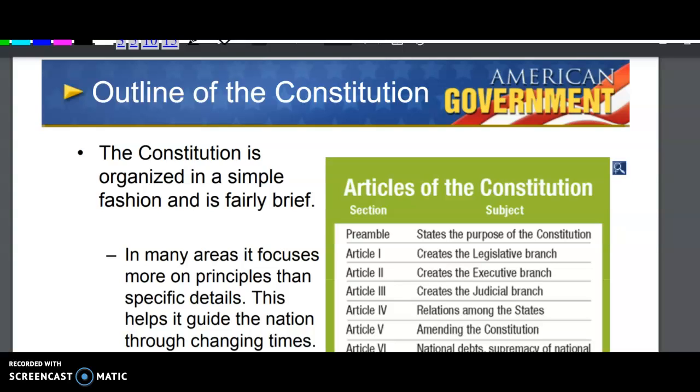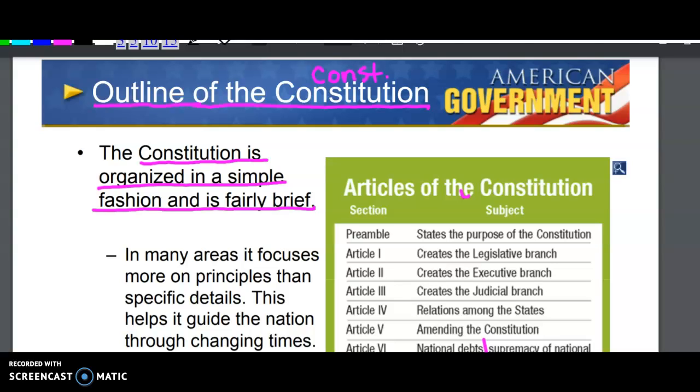So the Constitution is organized in a simple fashion and is fairly brief. Oh, I'm sorry, your subheading is Outline of the Constitution. And feel free to abbreviate. These are your notes, so abbreviate words as you need to.